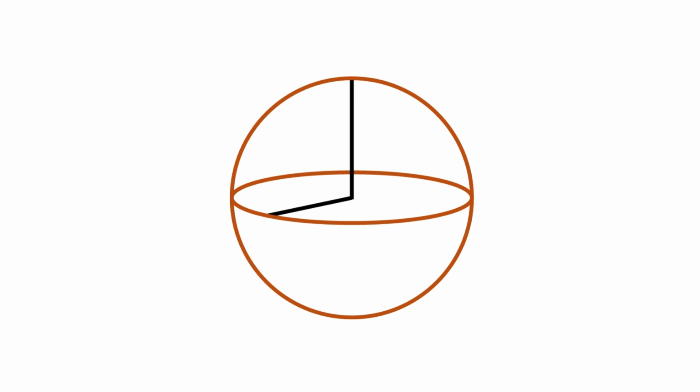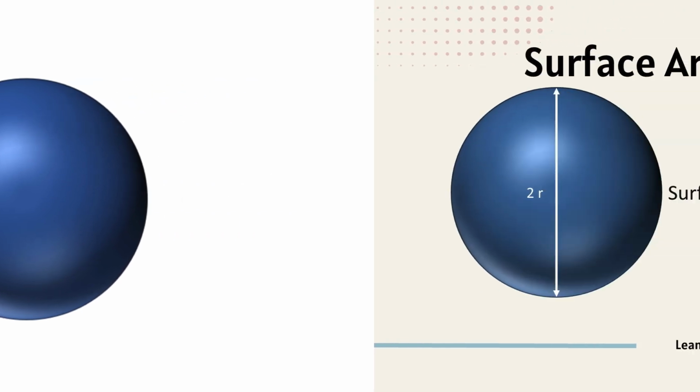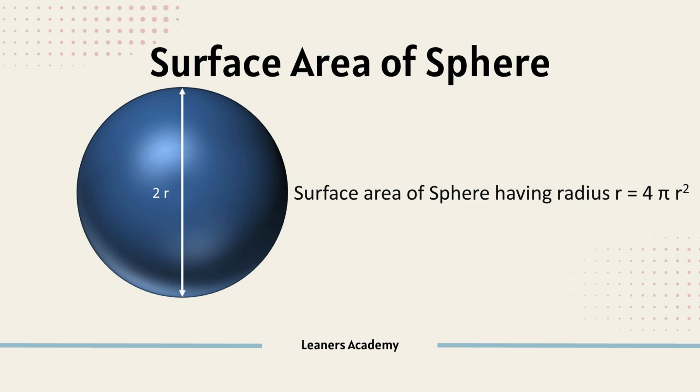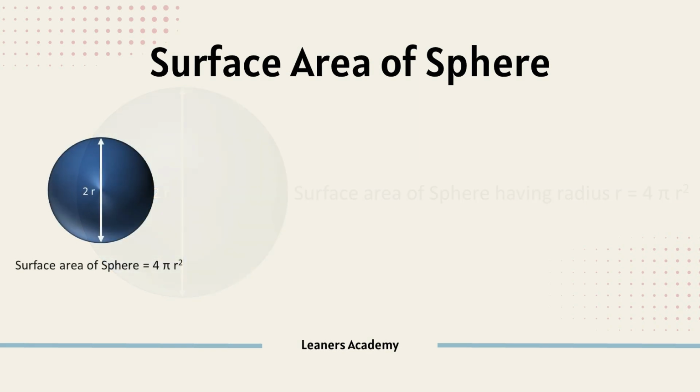First up, surface area. Think of the surface area as how much wrapping paper you would need to cover a spherical gift, because let's be real, wrapping a ball is no joke. Mathematically, the surface area of a sphere is 4 pi r squared, where r is the radius of the sphere, that is the distance from the center of the sphere to the edge.